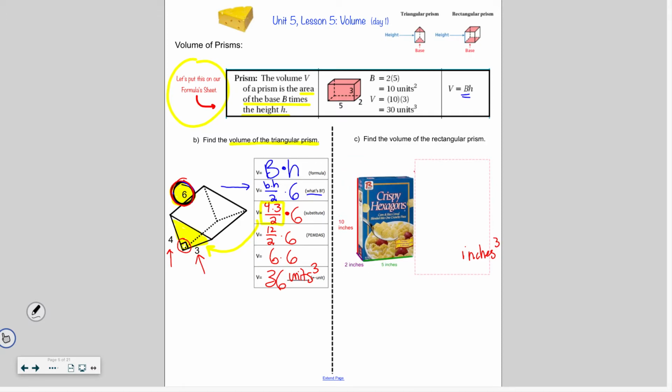Okay, this is a cereal box. The cereal box is a really nice visual for a rectangular prism. See if you can find the volume of that one. Make sure you have the right units. I've told you it's inches. And come back to me when you're done.